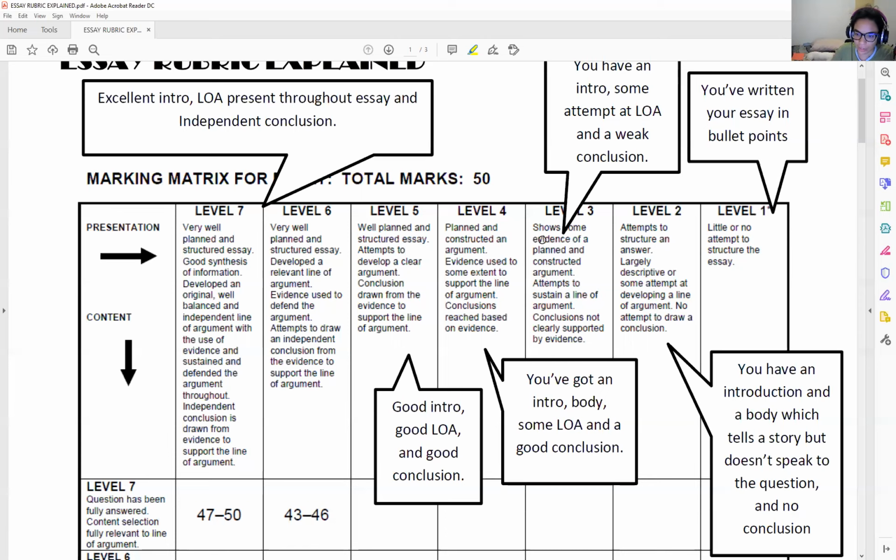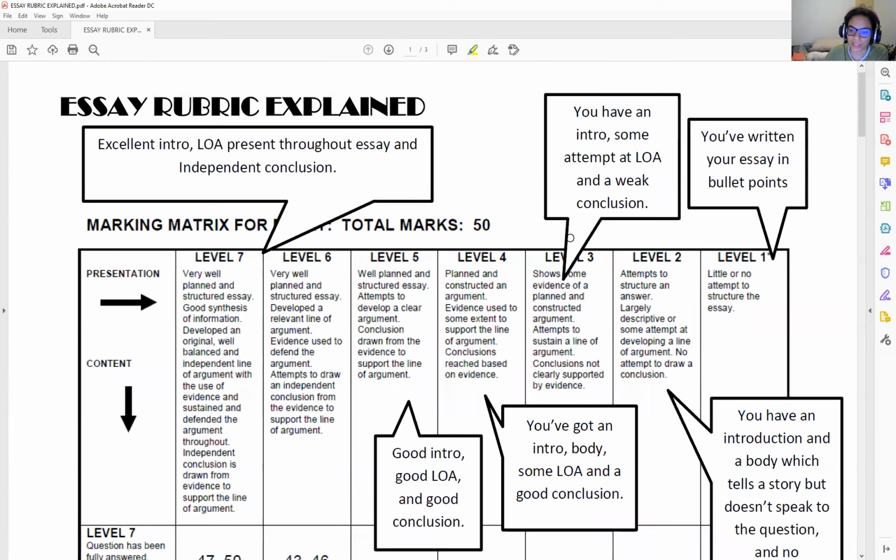Over here, you can see a level three. So a level three means you have an introduction, you have some attempt at a line of argument, and you have a weak conclusion. So it's maybe just a one-line conclusion where you just say, therefore, this happened.